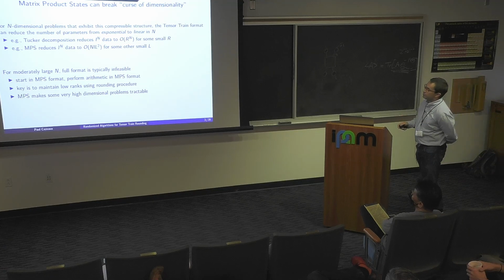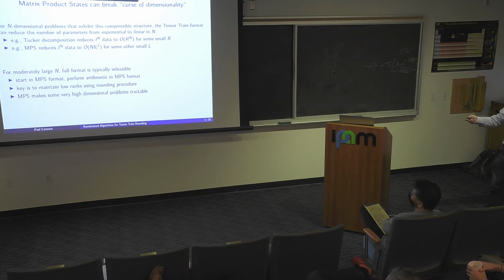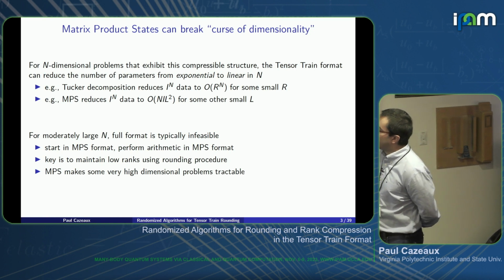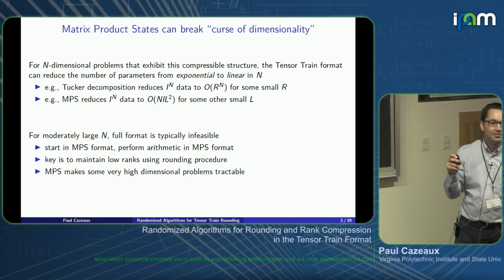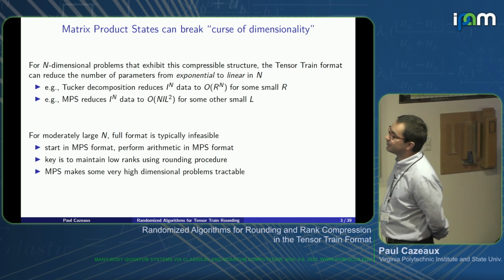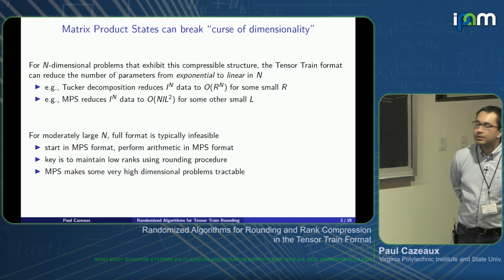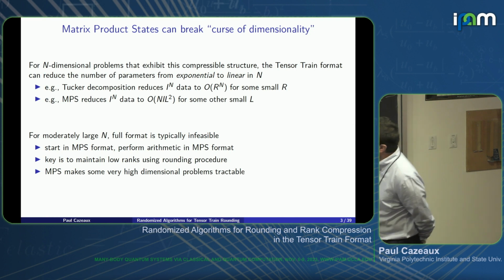However, in the case of the matrix product states, we'll note that the amount of data that we have is now linear in n, the number of sites, as long, of course, as the ranks stay controlled. The rank can, of course, to represent the entire state space, grow exponentially, and then this property is not true.